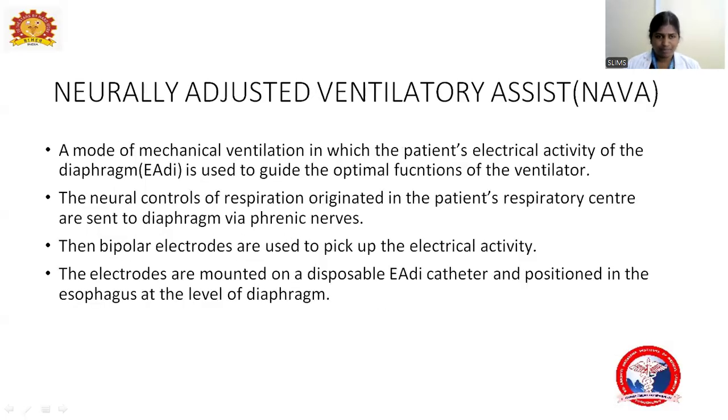So the next is NAVA. NAVA is neurally adjusted ventilatory assist, a mode of mechanical ventilation in which the patient's electrical activity of the diaphragm, that is EAdi, is used to guide the optimal functions of the ventilator. The neural controls of respiration originate in the patient's respiratory center and are sent to the diaphragm via the phrenic nerve. And then bipolar electrodes are used to pick up the electrical activity.